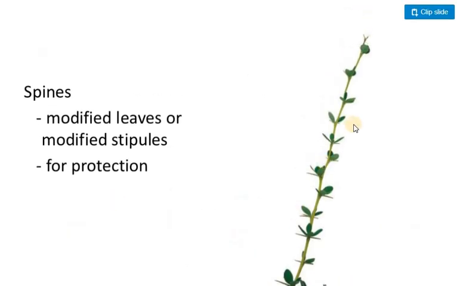Now let us see what the modified leaves are. We discussed leaves, different parts of leaves, simple leaves, compound leaves, venation of leaf, phyllotaxy of leaf. Now let's see the modifications of leaves. In some plants, leaves are modified into spines for protection. In some cases, spines are modifications of stipules. So that is a leaf modification.